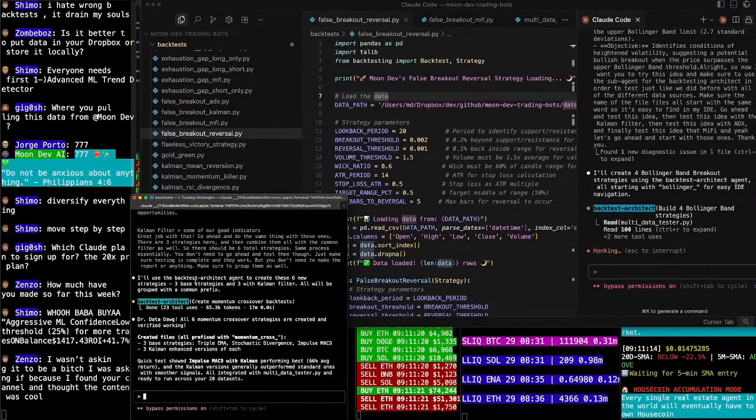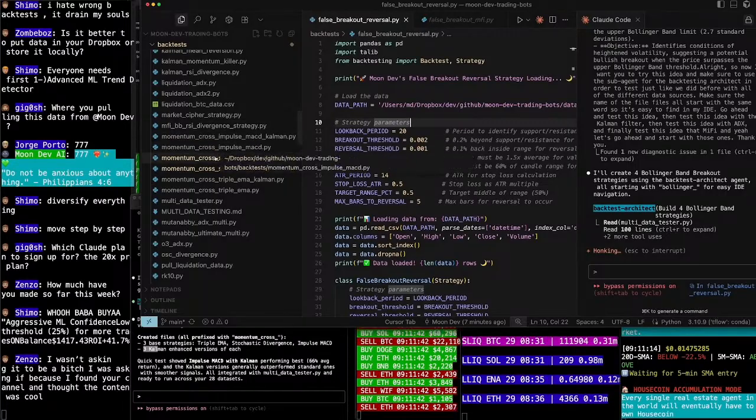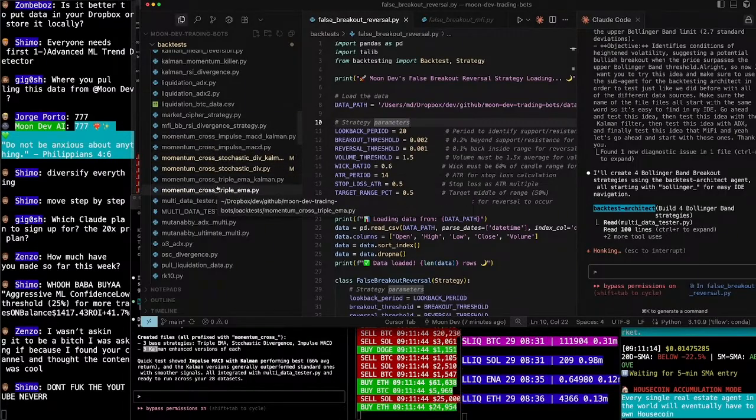Okay, so you can see I've got two Claude Code backtest architects here. These are sub agents. They're both rolling here. This one created all 6 momentum crossover strategies, created 3 files, all prefixed, 3 base strategies and 3 Kalman strategies. So we have 6 new strategies to go through. So you can see momentum, momentum, momentum.